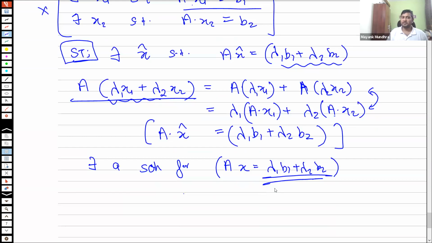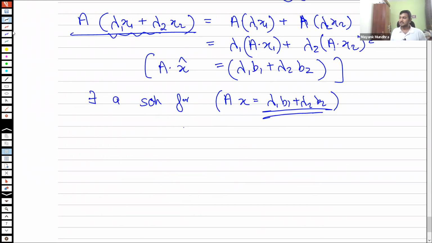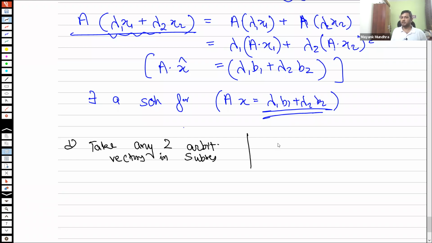So how will you show that any set is a subspace? Step one is to take any two arbitrary vectors in the given subset. So in this case, we took b1 and b2 belonging to the column space of A.